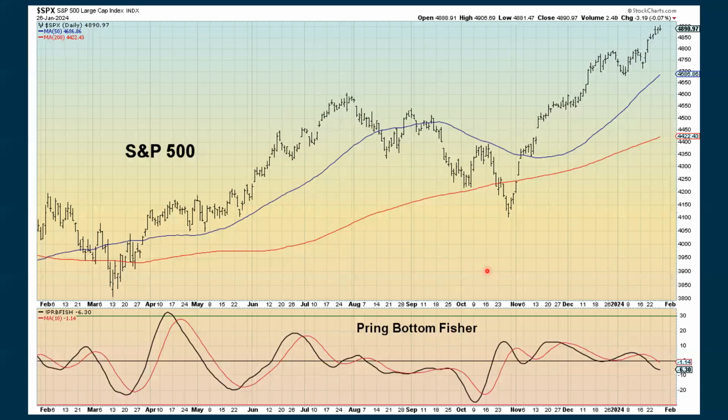This is the Pring bottom fisher, which is going down right now. This is really a helpful indicator when we've been really going down with the market, and it looks like we might be getting near a bottom. Since we've been going up, this chart really hasn't been helpful.